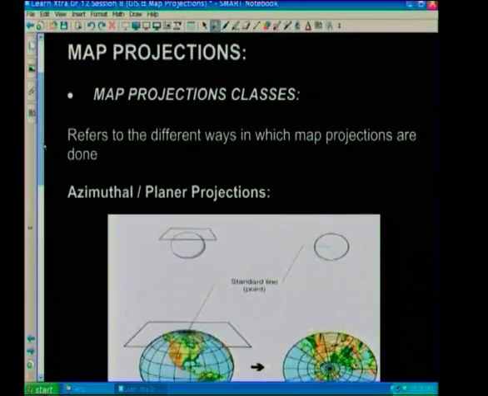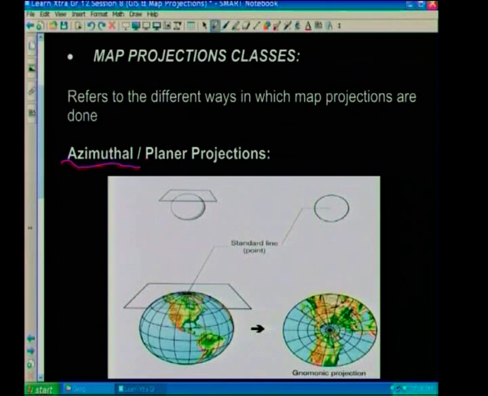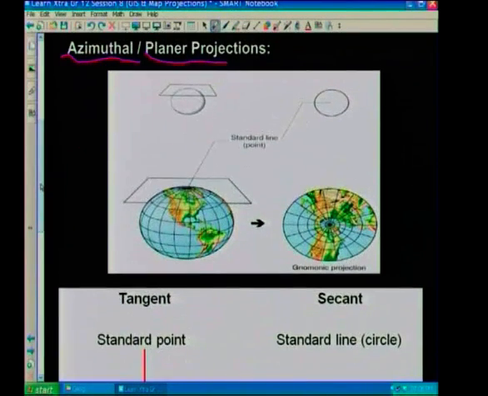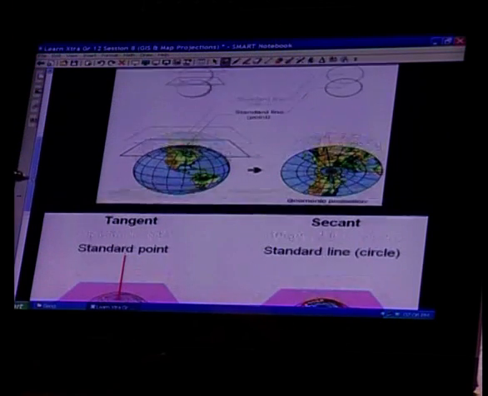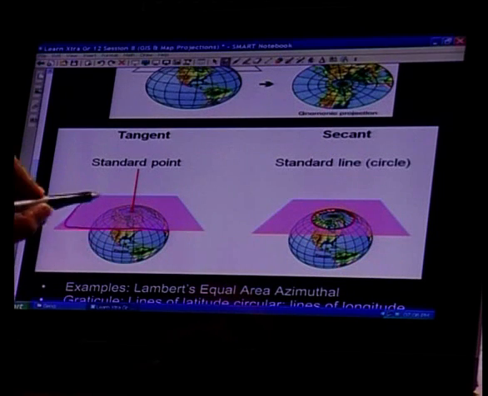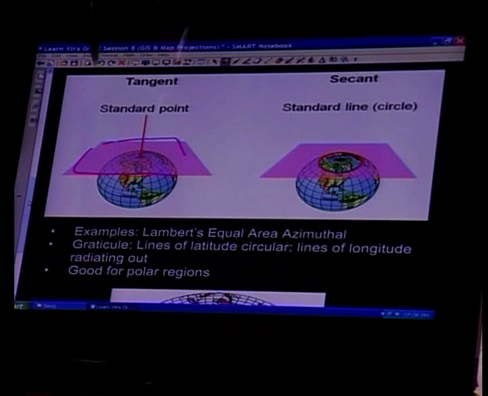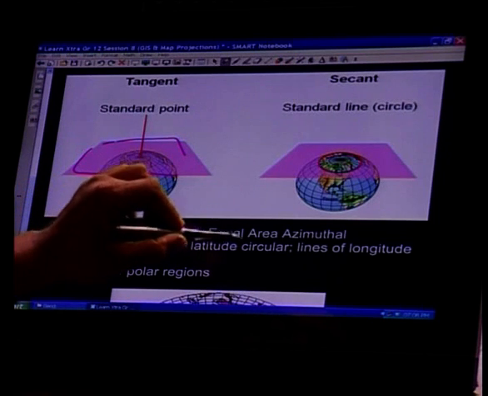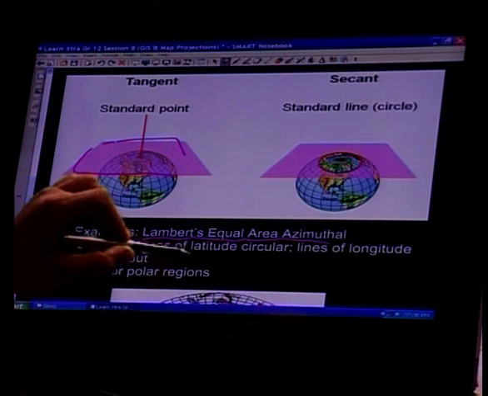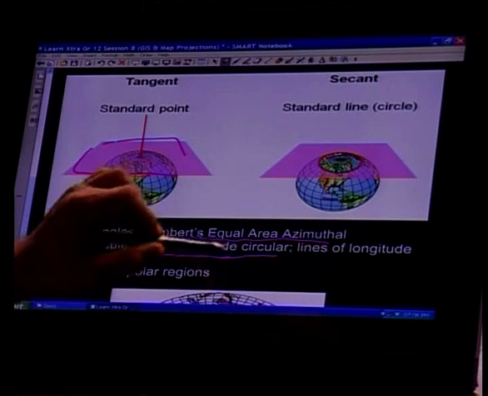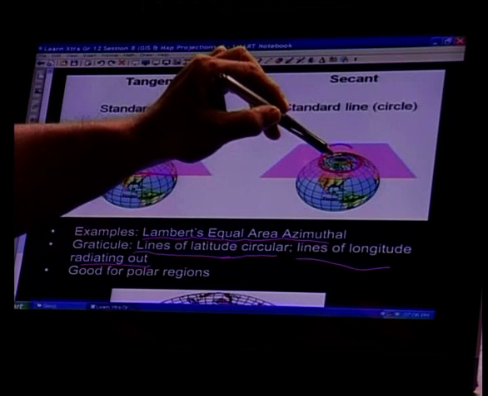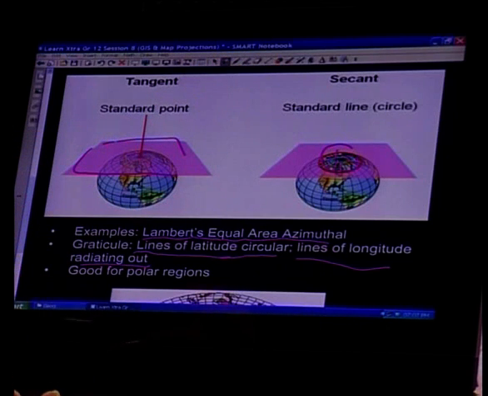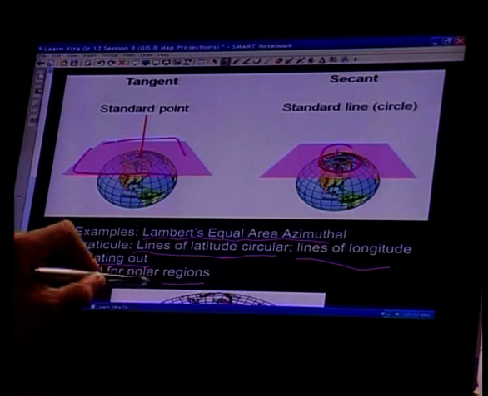Then we look at the azimuthal planar projection. Here we look at the tangent where it's taken from the top. Okay, it's like cut through there, and you can see the view. Can you see the circular view there? And you can see how it's taken from here, from the top. You can see the circle line there, and it's easier to view from the top. Obviously, with this one, because it's taken from top view, an example here is Lambert's equal area azimuthal, all right? The lines of latitude, rather, are circular. Lines of longitude are radiating out. Can you see the latitude lines? Circular, and the lines of longitude radiating outwards. Okay? Obviously, because it's giving you a better view there, it's good for the polar regions.